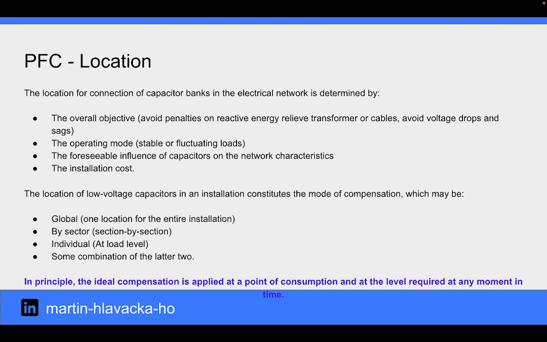The location, the place of connection of capacitor banks in the electrical network, is determined by the general purpose, the mode of operation, the foreseeable influence of the capacitors on the characteristics of the network, and the installation cost. The location of the low voltage capacitors in an installation constitutes the compensation mode, which can be global, by sector, or individual.